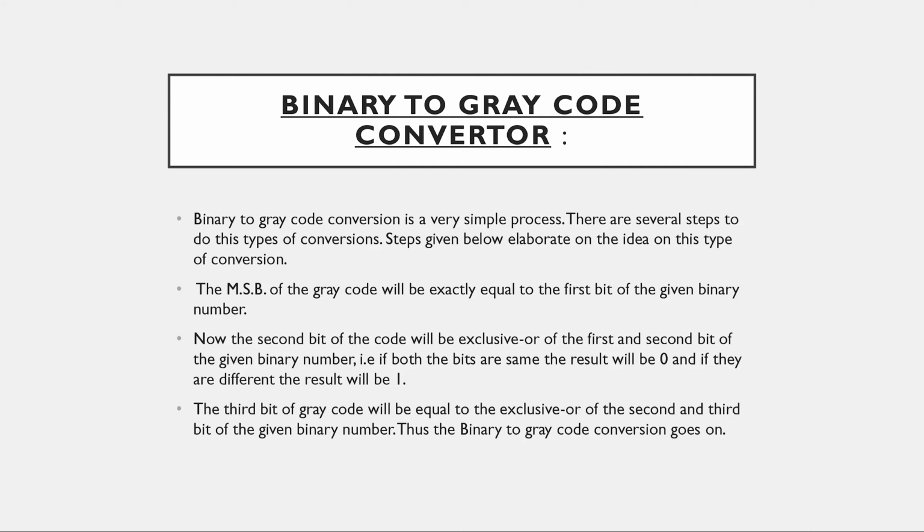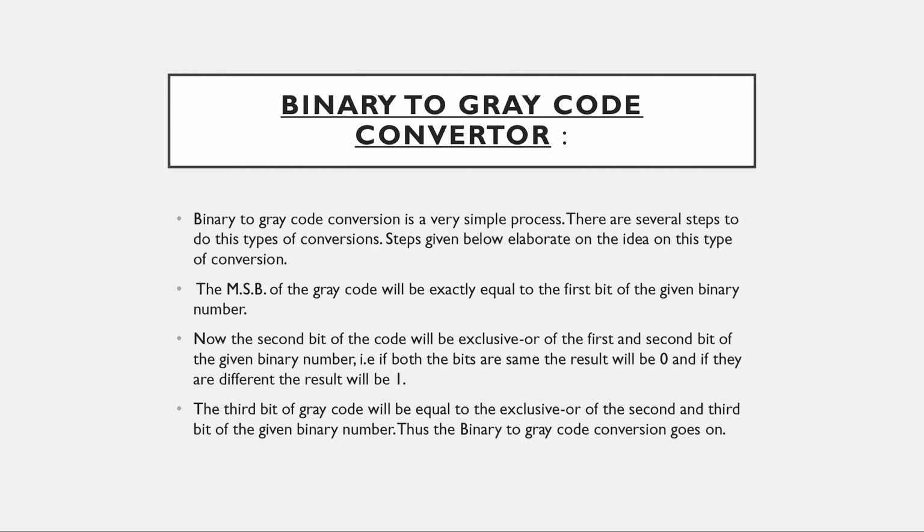Now the second bit of the code will be the exclusive OR of the first and second bit of the given binary number. That is, if both the bits are the same, the result will be 0, and if they are different, the result will be 1. The third bit of the gray code will be equal to the exclusive OR of the second and third bit of the given binary number. Thus, the binary to gray code conversion goes on.